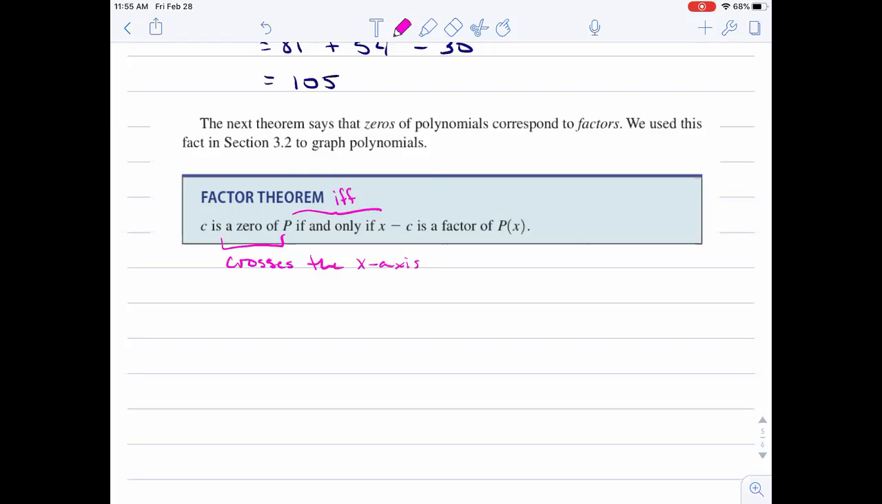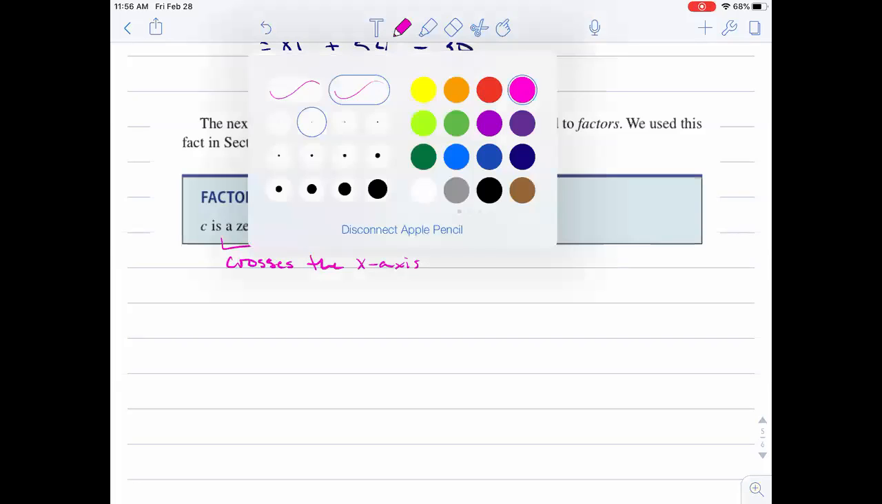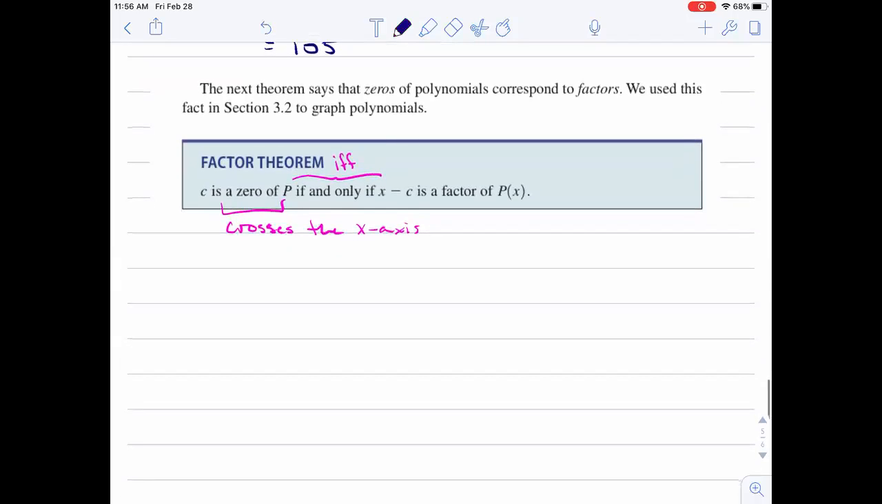And so x minus c, if we're able to pull it out, and it's a factor of P of x, then at c, it's going to cross the x-axis, which we've used because the quadratic formula finds zeros for us. And then we said, well, if c is a 0, then it's going to cross the x-axis there. And then we did x minus the 0, so for crossing at 2, we said x minus 2 is a factor of that formula.